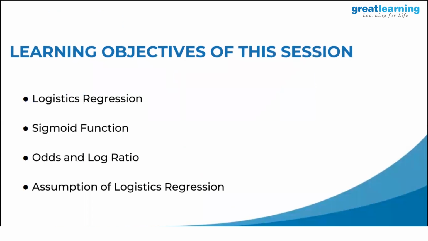So the learning objective of this session: what is a logistic regression? What is a sigmoid function? Odds and the log ratio, odds ratio, and probability. What is probability and odds, and how to decipher them. Assumptions of logistic regression. In addition to the contents mentioned here, we'll also discuss a sample example of an AUC and an ROC.